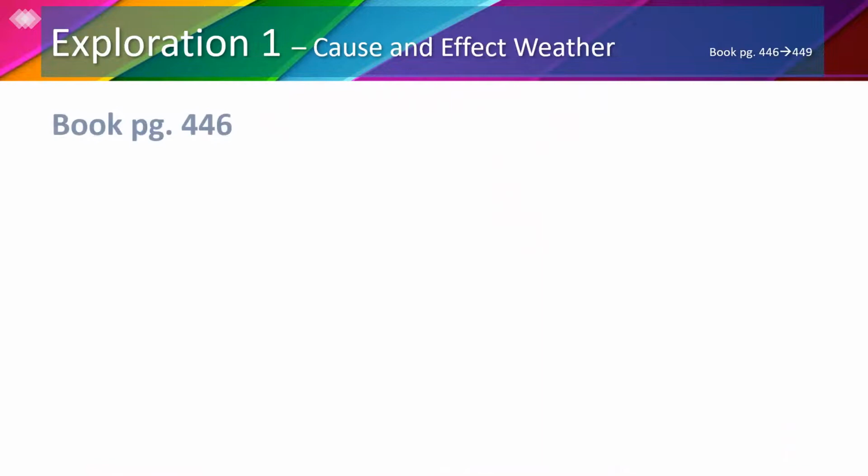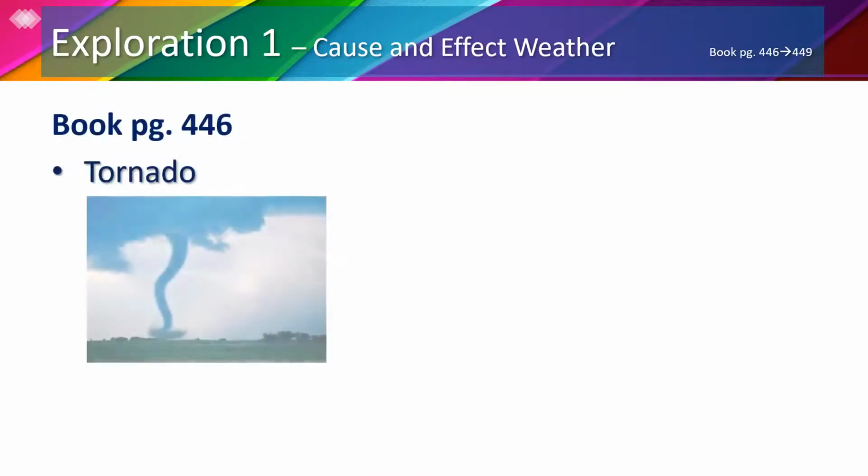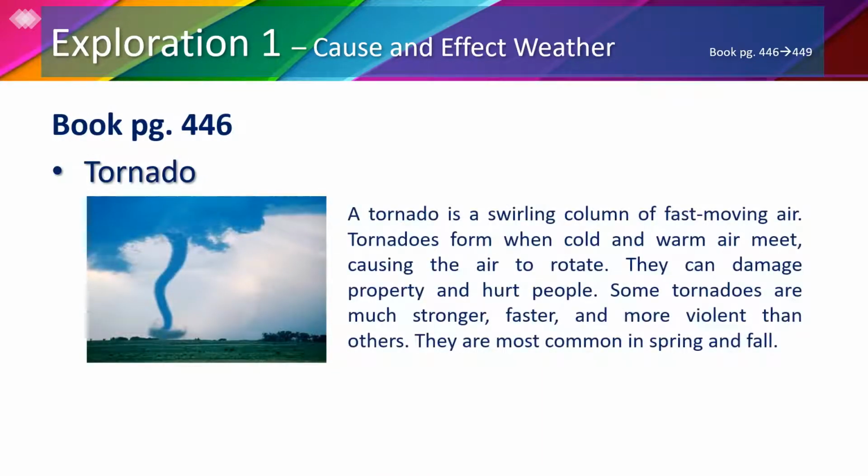In your book's page 446, we have a picture of a tornado. A tornado is a swirling column of fast-moving air. Tornadoes form when cold and warm air meet, causing the air to rotate. They can damage property and hurt people. Some tornadoes are much stronger, faster, and more violent than others. They are most common in spring and fall.